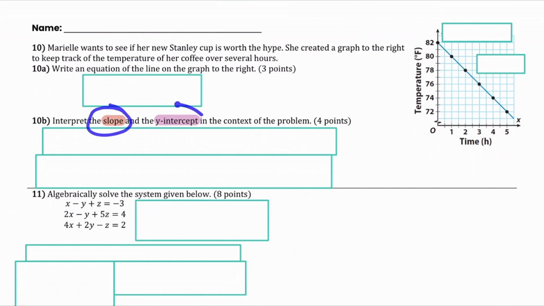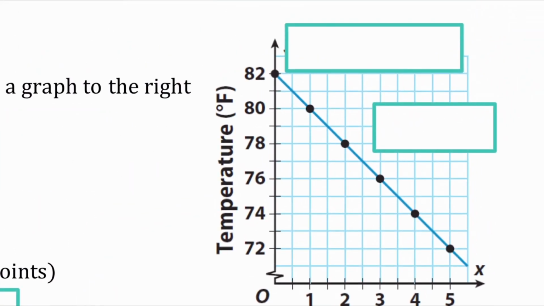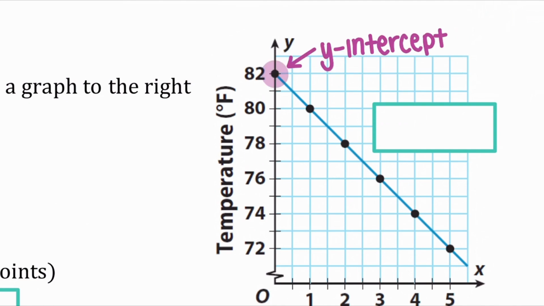But the reason why I would choose to write it in slope-intercept form is because 10b asks us to interpret the slope and the y-intercept anyways. So might as well. Alright, so over here, by definition, we have to remember y-intercept is when x is 0, or in other words, as such. That's just straight up our y-intercept, this 82.